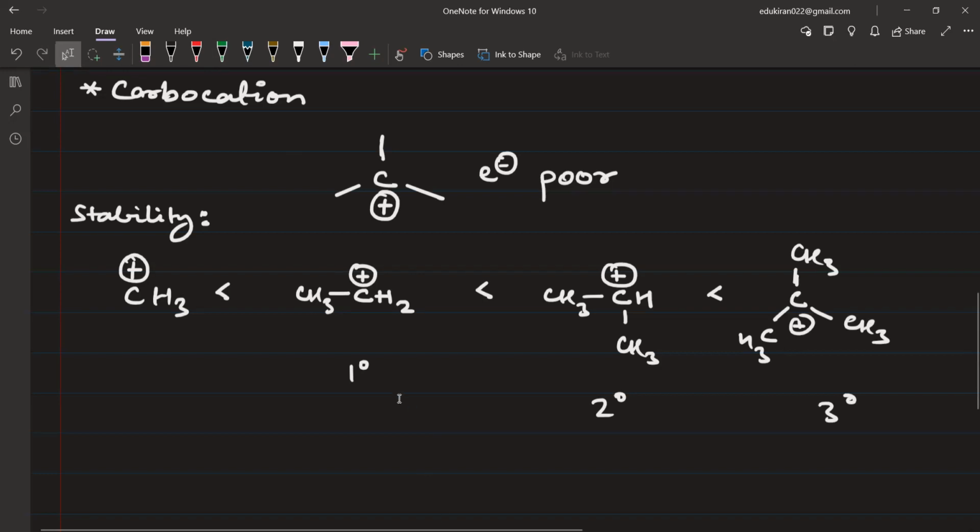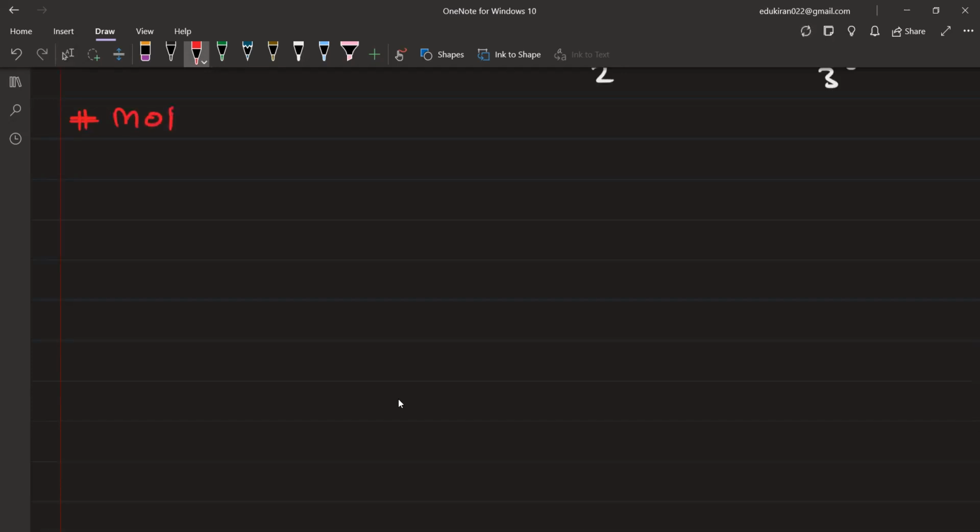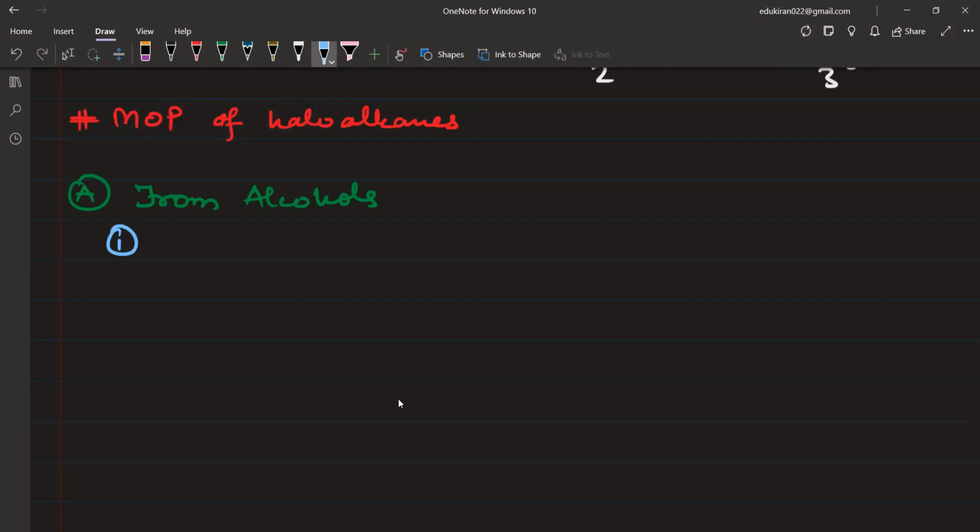Right, next. Method of preparation of haloalkanes. Right, number 1. In this, we'll start with alcohols. In alcohols, the first one we will do is using phosphorus-based reagents.